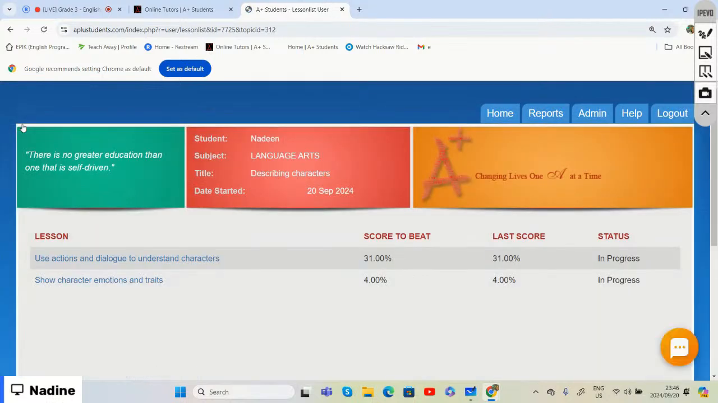All right. So this is the end of our lesson on describing characters. Remember, in a story, describing a character means that you tell us what the character looks like, what the character feels like, the emotions of the characters, right? And that will basically show and describe what type of person or what type of character it is. So this is the end of the lesson.